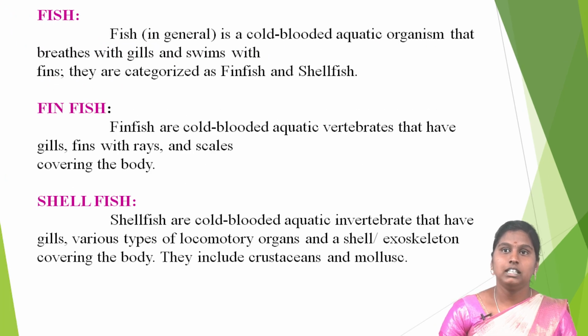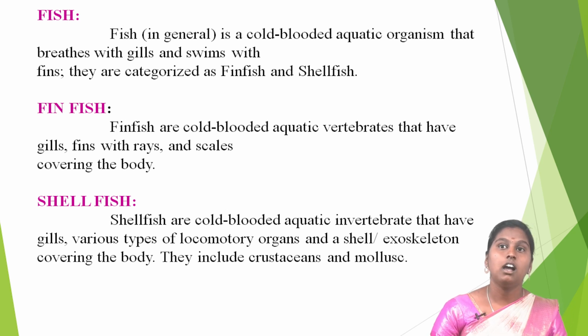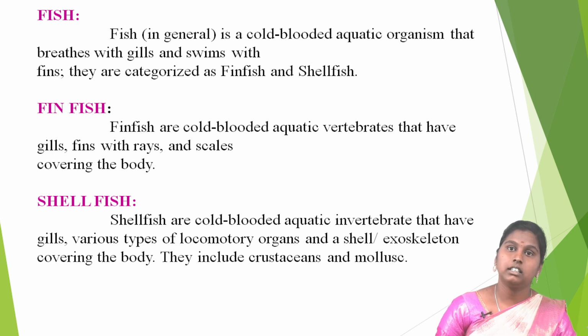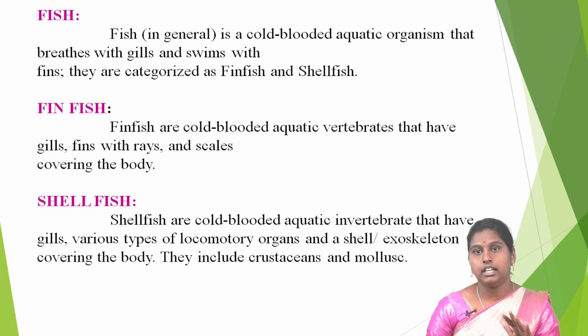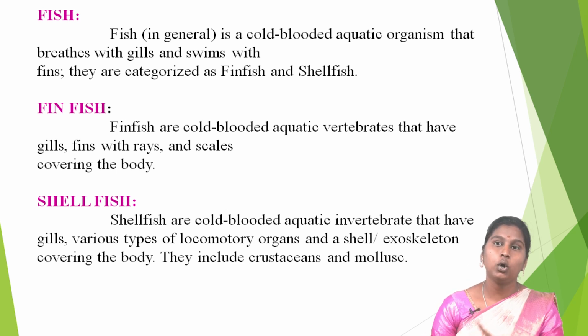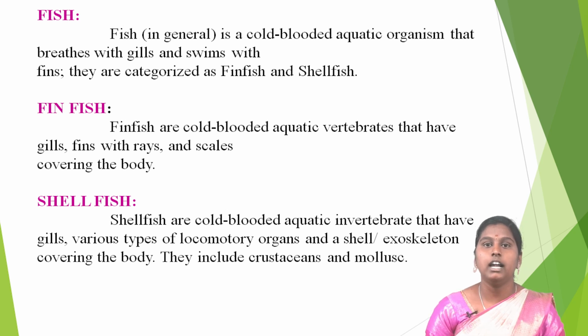Next, fish. Fish is a cold-blooded aquatic organism that breathes with gills and swims with fins. They are categorized as fin fish and shellfish. Fin fish are cold-blooded aquatic vertebrates that have gills, fins with rays and scales covering the whole body. Shellfish are cold-blooded aquatic invertebrates that have various types of locomotory organs and a shell or exoskeleton covering the whole body. They include crustaceans and mollusks.